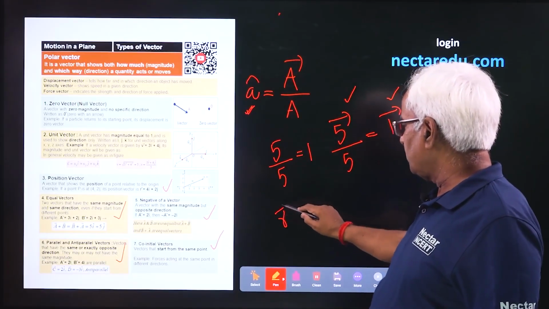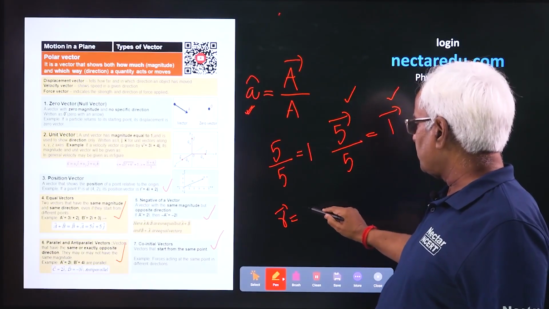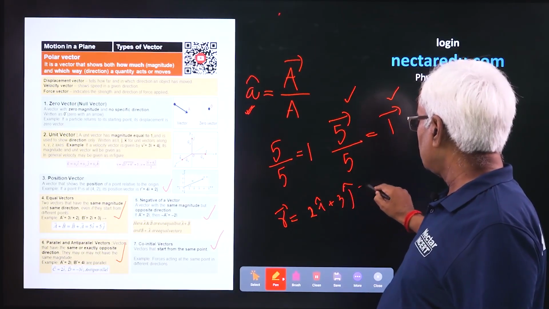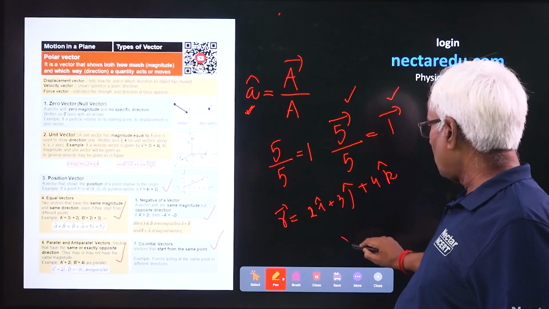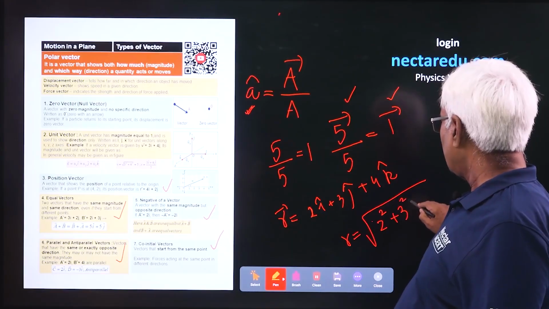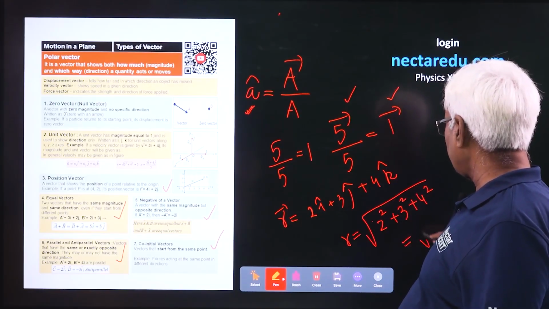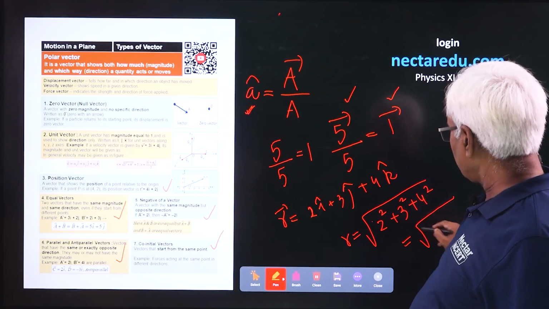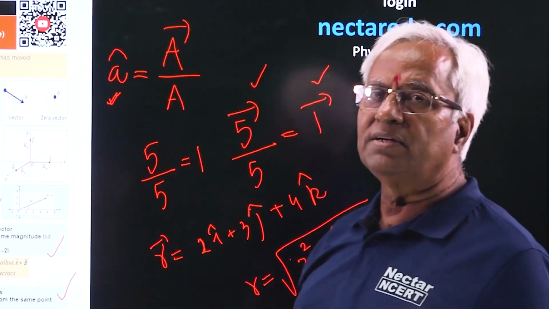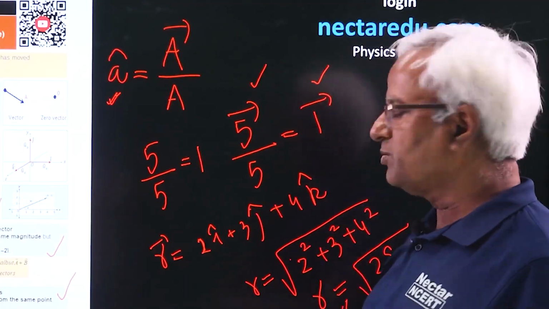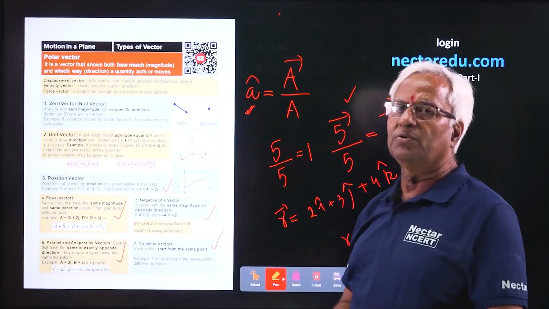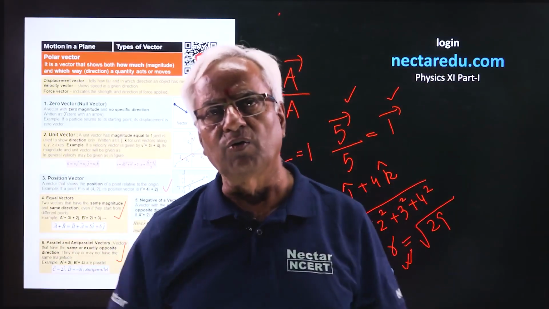Suppose you have a vector in 3D space like 2i plus 3j plus 4k. Then in order to find the magnitude of this vector, you have to simply square all the terms and then add, find the square root. This is 4, 9, 16, 29. This would be the magnitude of the vector. When you write a vector in terms of i, j and k, you simply give the x component, y component and z component that we are going to discuss at length in following lectures.